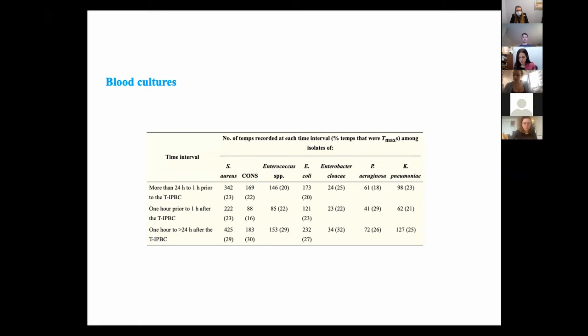And this is just a slide showing a study of the timing of the blood culture in relation to Tmax, an hour before or an hour after, or 24 hours after the Tmax, and the positivity rate, and really no major difference in positivity rate. So we're showing it doesn't really correlate with positivity and fever.